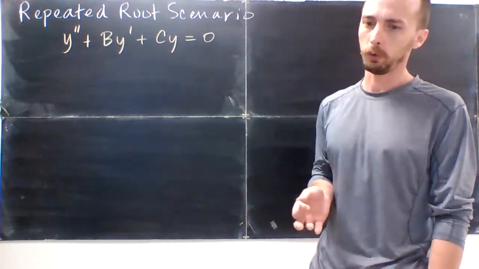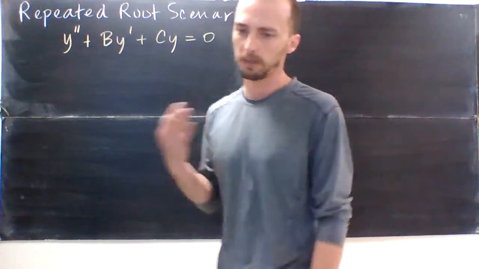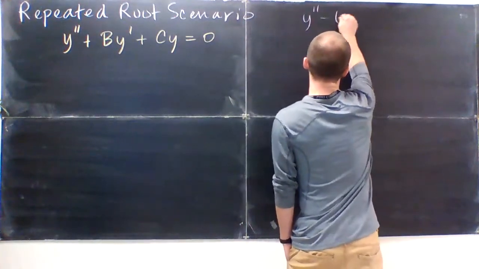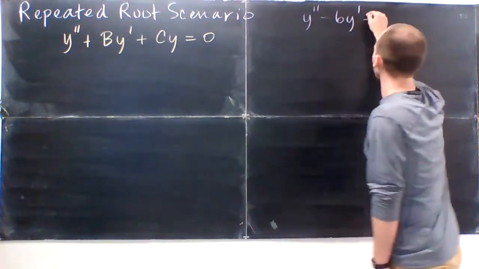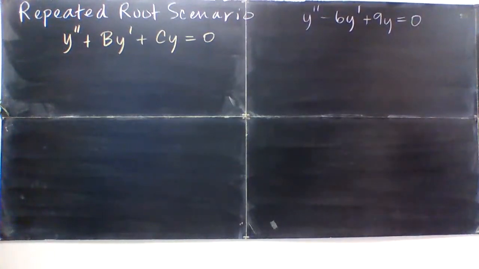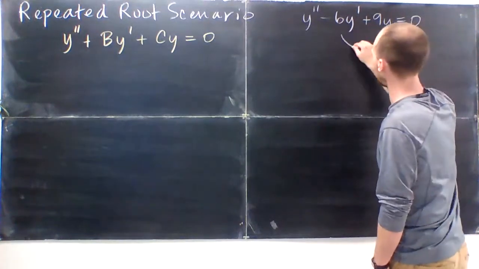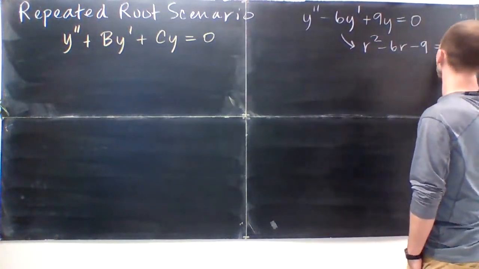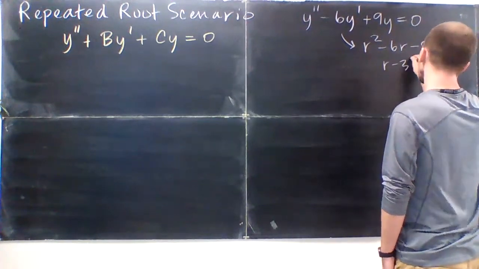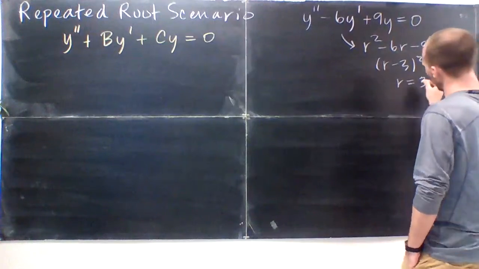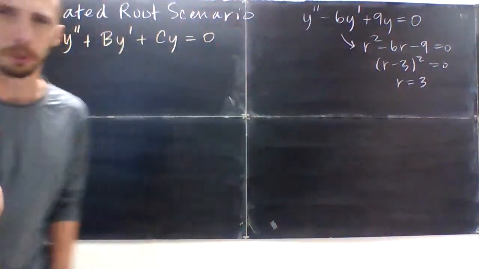The one that I'm going to be eventually working with is y double prime minus 6y prime plus 9y equal to 0. What's going to happen if I go to my characteristic polynomial, factor, and get only one root that has multiplicity 2? Like, what am I supposed to do with this?